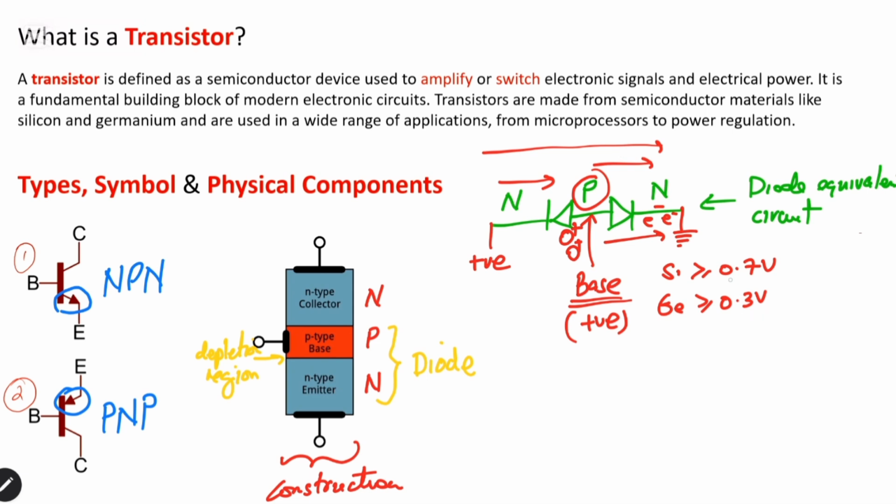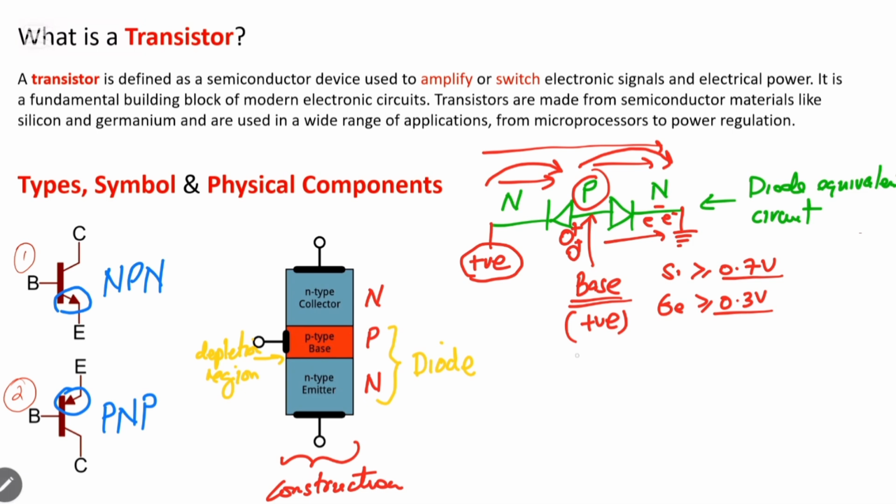The base, since it is only 0.7 or 0.3 volts connected to this P region, there won't be enough current flowing through the circuit. If we connect, for example, another voltage source in this region, more of this current will pass through the process of diffusion from the P to the N. So we now have the flow of current in this region.